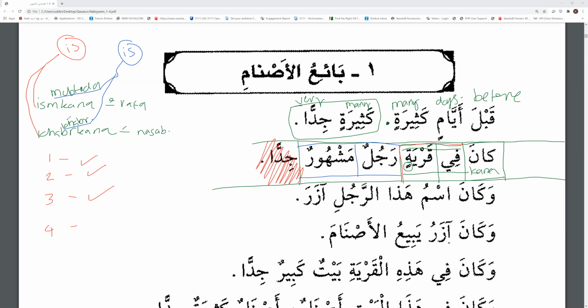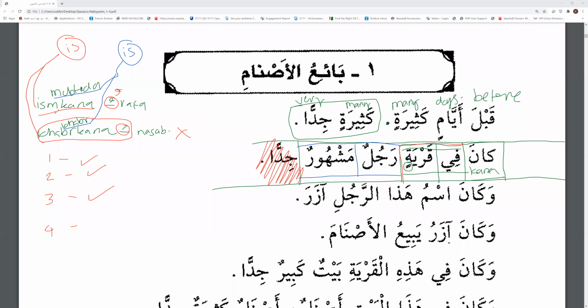You know an ism of kana, how does it reflect? By rafa. You know a khabar of kana, how does it reflect? By nasab. Brothers, where is the nasab here? Remember, look at the end of the word. Is there nasab here? No. It looks like the khabar of kana isn't there for some reason.